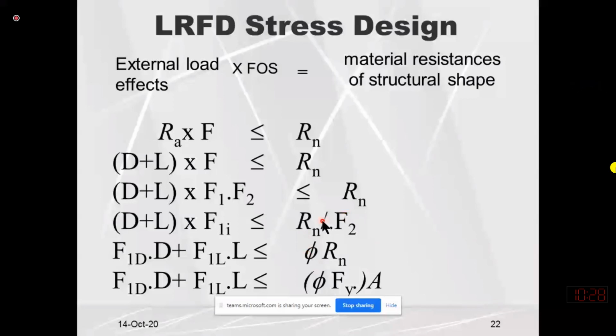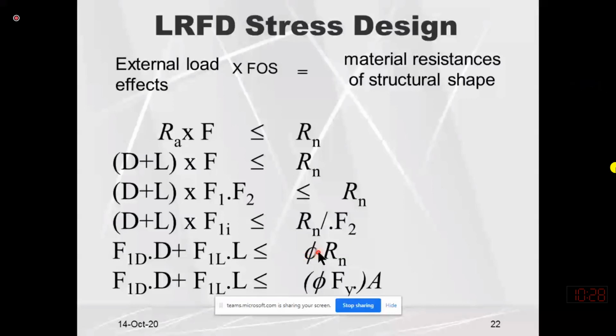If we take the example of a simple tension member or axially loaded member, the material resistance Rn will be equal to Fy into A, just like I explained in the ASD method. So actually this phi is referred to as the strength reduction factor. In the strength reduction factor, Rn may be Fy multiplied by some geometric properties.